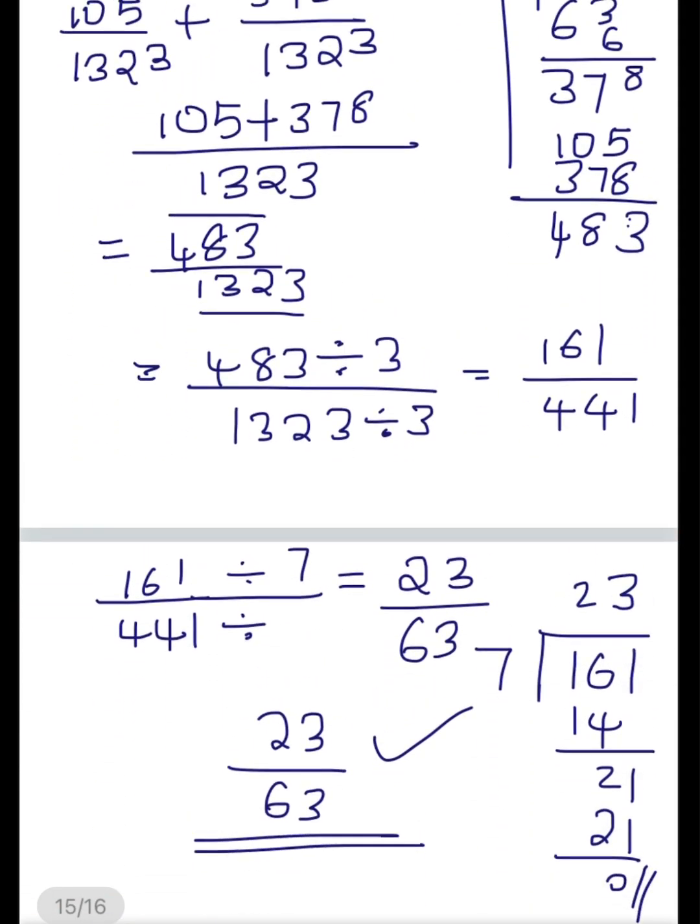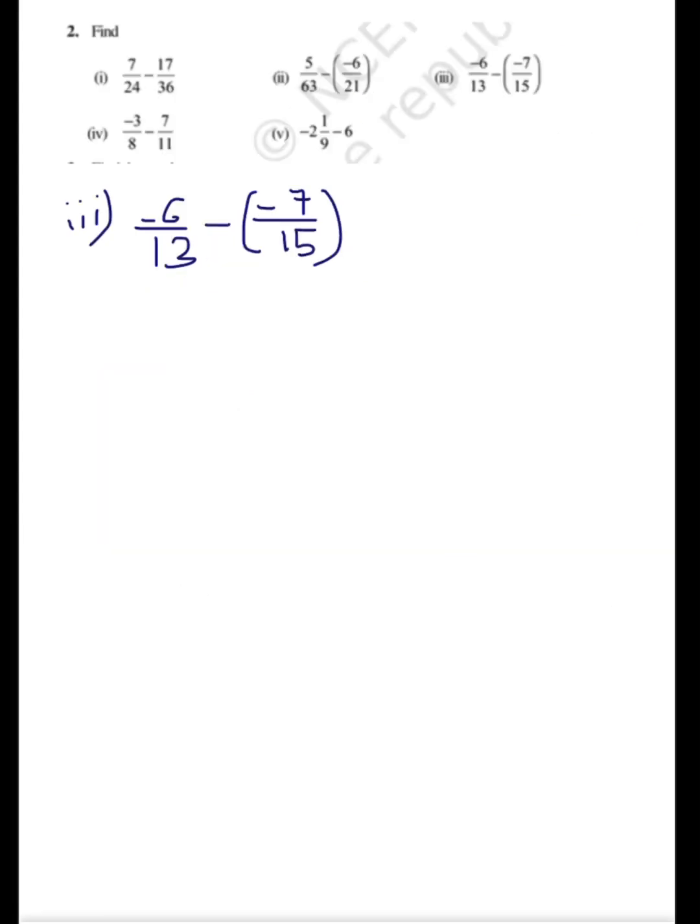That is, first you got the answer in this way, then you made it into its standard form as 23 by 63. Okay, so now let's see the third question. So how will you do it? You have to add it with the additive inverse of the second number. So instead of minus, you can put plus, and instead of minus 7 by 15, you can put its additive inverse, which is 7 by 15. So our question will turn into this type.